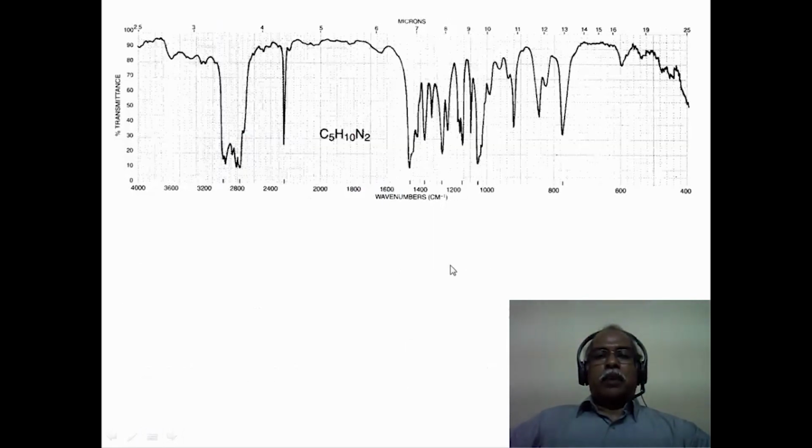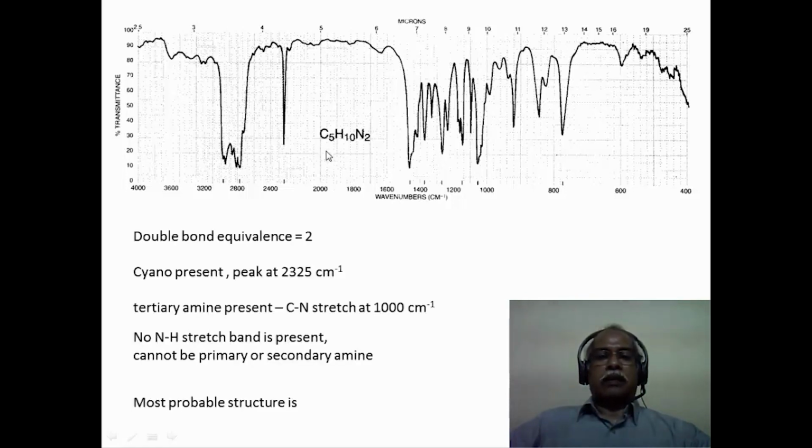Here is a problem. The molecular formula is given. From the molecular formula, you can tell this molecule has a degree of unsaturation of 2, and what we are asking here is the name of the compound. The double bond equivalence is 2. There is a cyano peak present here. Because there is a nitrogen present, you will look for amine or the cyano. Cyano is definitely here because it is coming around 2325 inverse centimeter. So that corresponds to the cyano functional group.